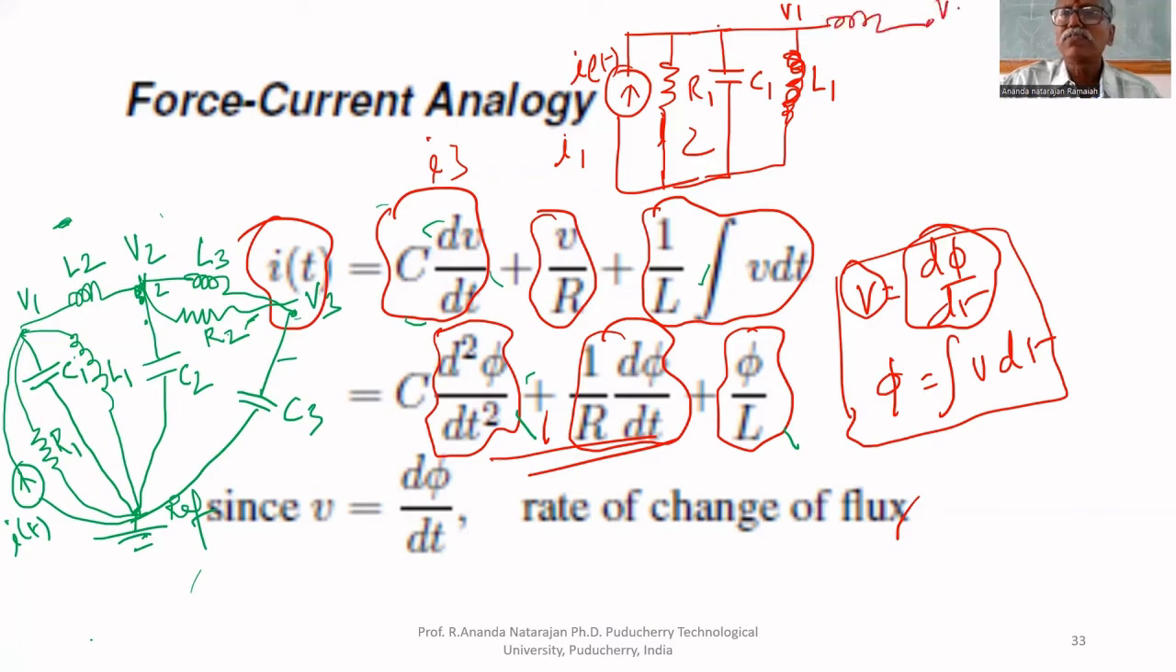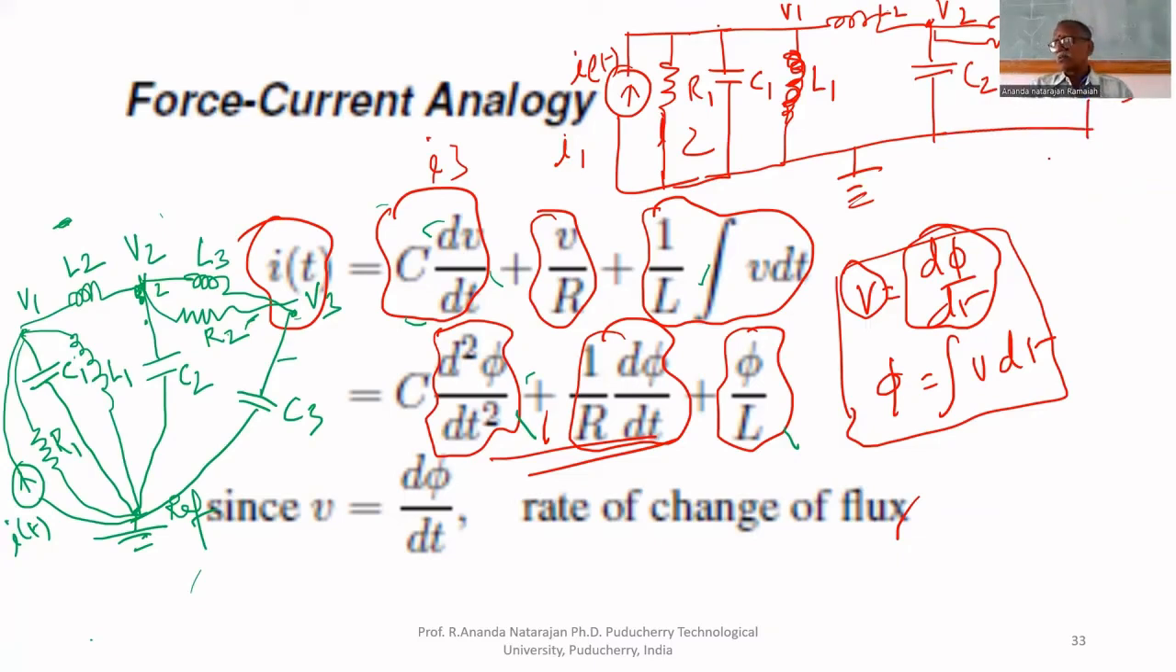Between V1 and V2, L2 is connected. This is V2. Between V2 and reference, C2 is connected. This is the reference. Between V2 and V3, L3 is connected. This is V3. Between V2 and V3, R2 is connected. Between V3 and reference, C3 is connected. That's all. Now it looks good.